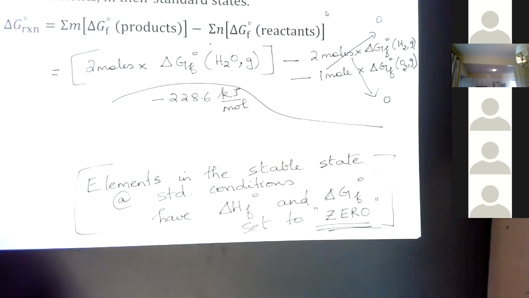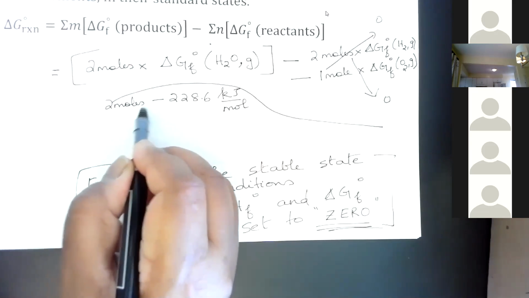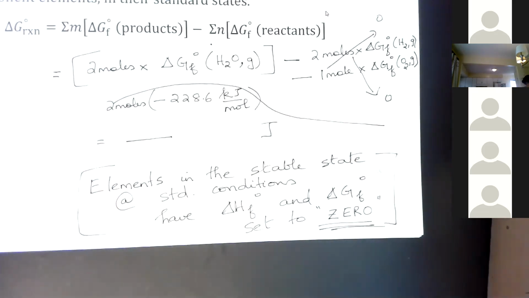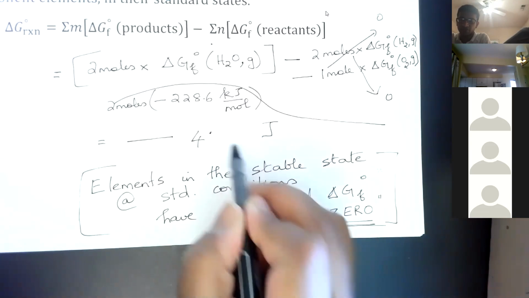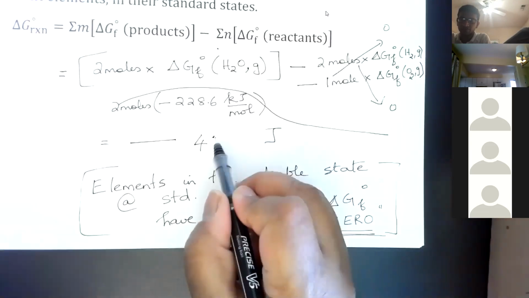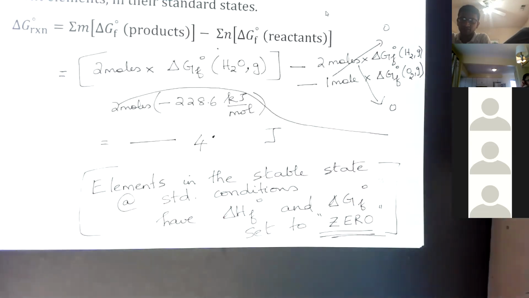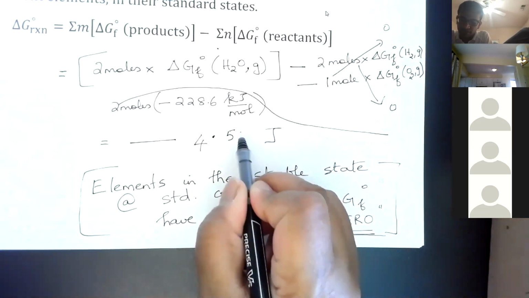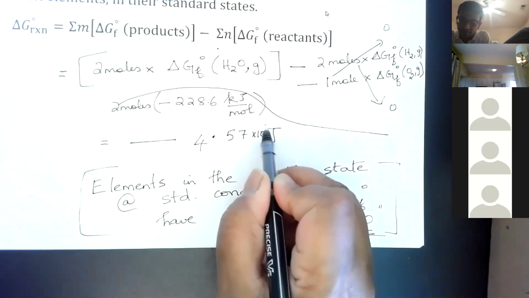Conceptual question. So you have 2 moles here. Let me write very quickly. And can you give me an answer in joules? I got negative 457,200 joules. Okay. Can you give that to me in scientific notation, please? It's 4.57 times 10 to the 5.